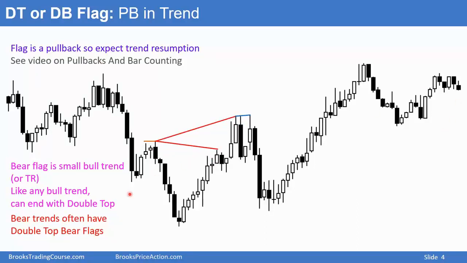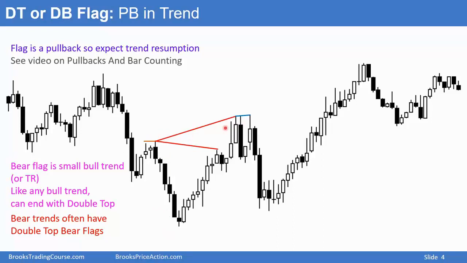Bear trend, and we have a pullback into a small bull trend, it ended with a double top. Bear trend, a pullback into a bigger bull trend, but it also ended with a double top here. It tried to end here, but failed. And then there was a smaller double top here. Bear trends often have double top bear flags.